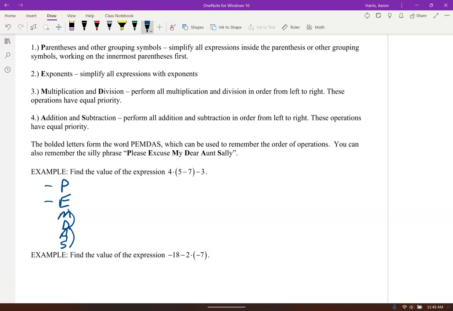So here we've got parentheses, so we got 4 times, let's do the parentheses first. 5 minus 7 is -2. And then we got 4. Now we're going to do multiplication, division first. So we got multiplication. 4 times -2 is -8. Then I do the addition, subtraction. -8 minus 3, -11.